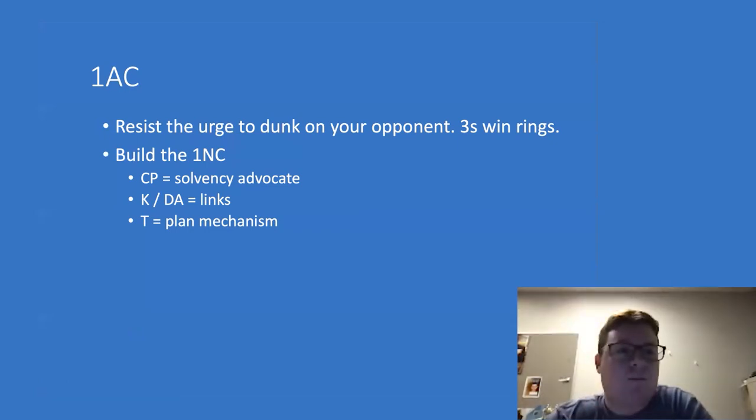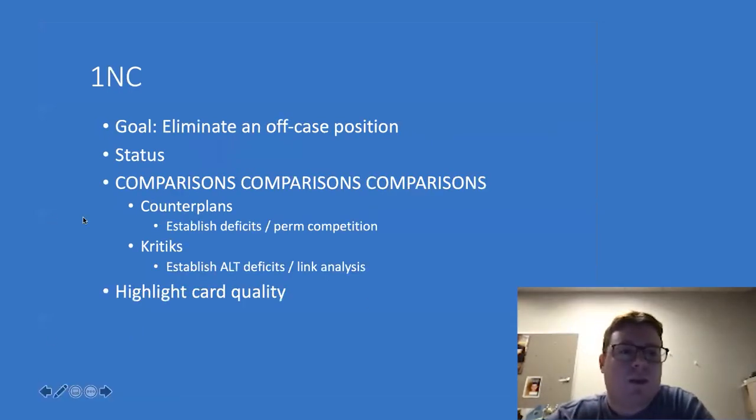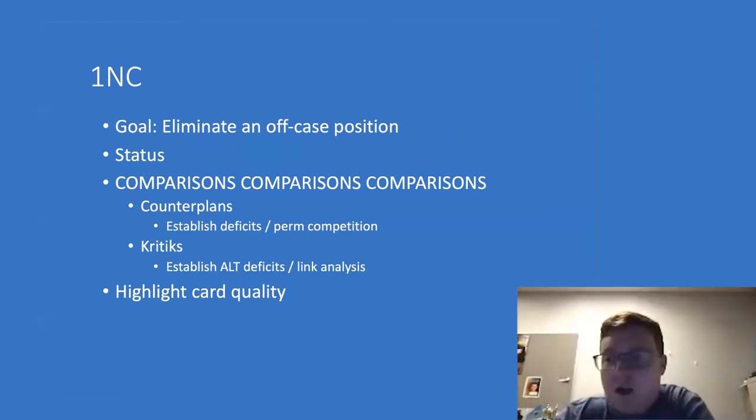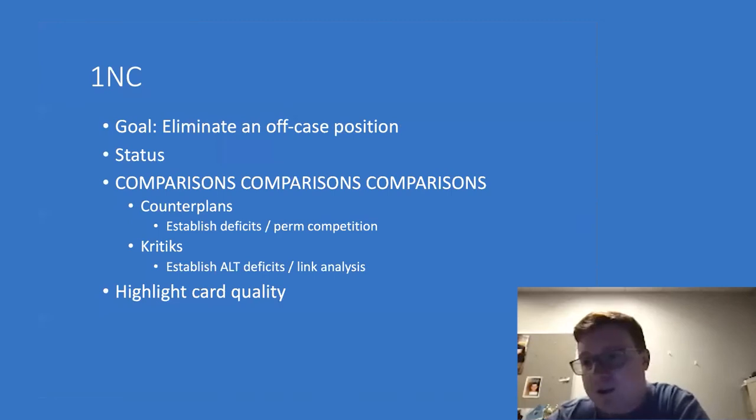So let's talk about the 1NC. This is the goal of the affirmative. When you are going into a 1NC cross-examination, you're the 1A, the 2A is scrambling to put up answers. Your goal should be to eliminate off-case positions, so that your cross-ex is so devastating that your 2A can spend 10 seconds on it, 15 seconds on it, and it completely goes away. That is one of your big goals when you're going into a cross-examination.